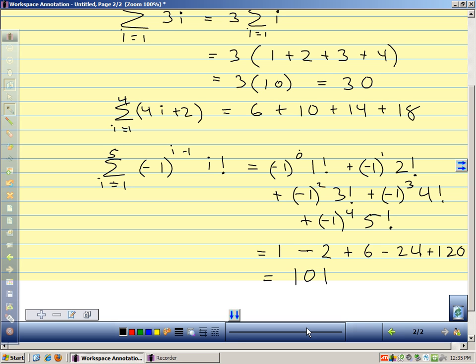Questions on that? So essentially with summation notation, we're just taking the terms of our series and adding them all together. Whatever this series is, we're just adding the terms that our index tells us, from the lower limit to the upper limit.